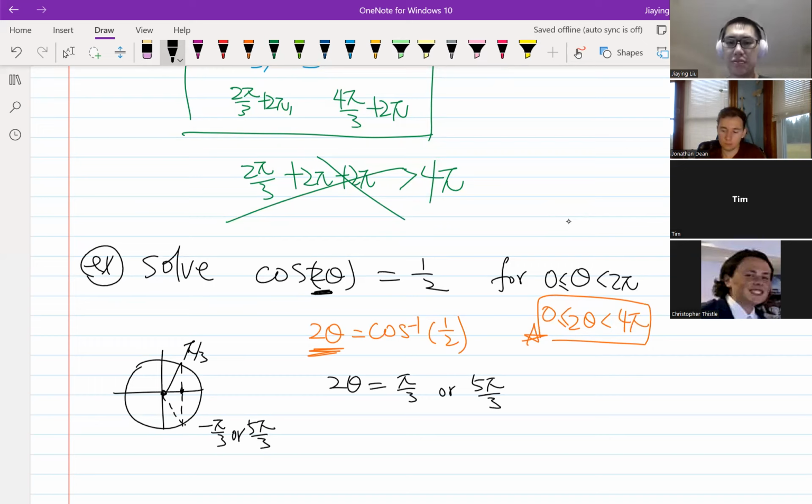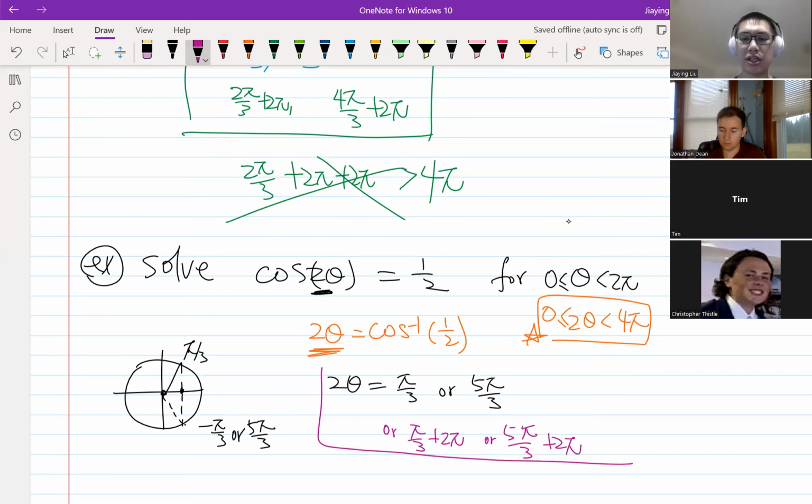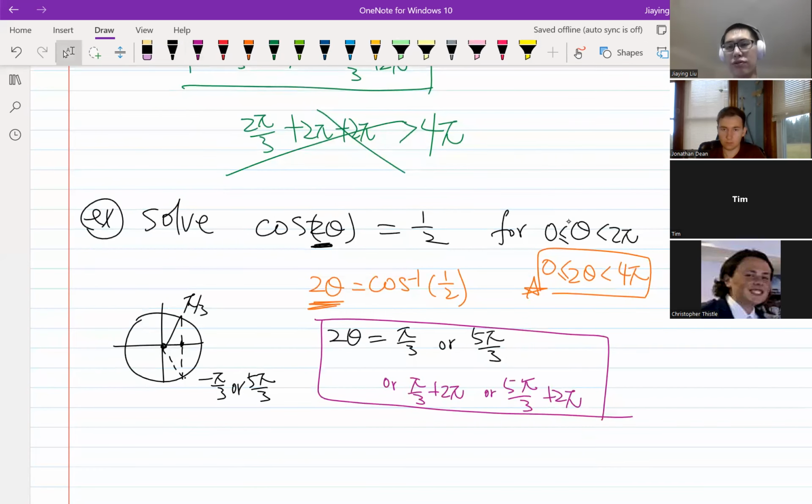Those are the two angles within the 0 to 2 pi range. But I don't want just for 2 theta to be from 0 to 2 pi. I want 2 theta to be from 0 to 4 pi. I have to add 2 pi, a full circle, to each angle there. So now I have 4 angles. That's going to give us 2 theta, and each of the angles is going to be from 0 to 4 pi. So I'm considering all the options for 2 theta first, from 0 to 4 pi.